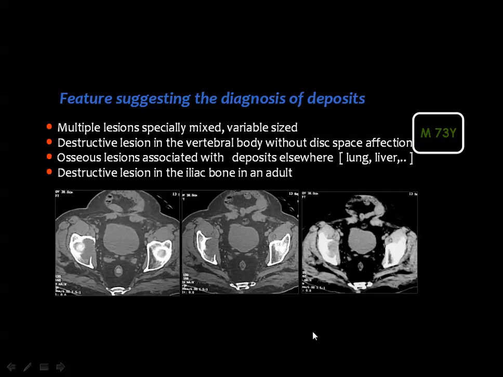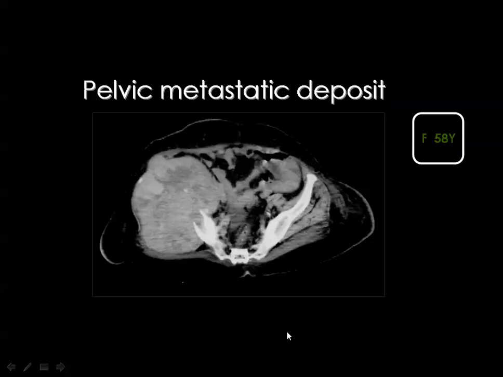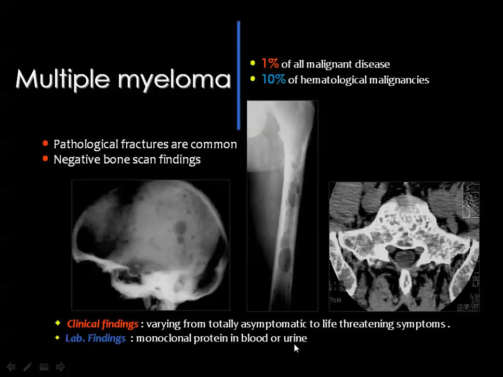And also if you see a destructive lesion in the iliac bone in an adult, I suggest for you to think of metastasis. If you see a destructive lesion in the iliac bone in a child, think of Ewing sarcoma. And also a good policy here is to go direct for biopsy to confirm the diagnosis and to know the primary site. And this is another female patient with a very big destructive lesion in the iliac bone that represents metastatic deposit.